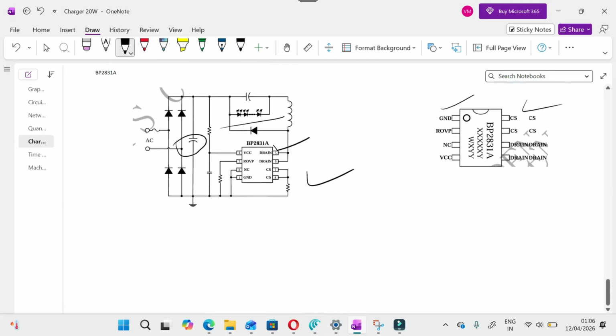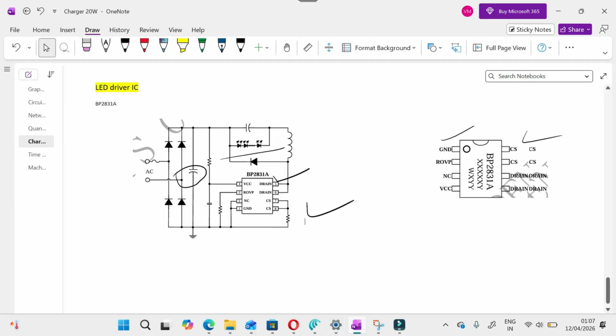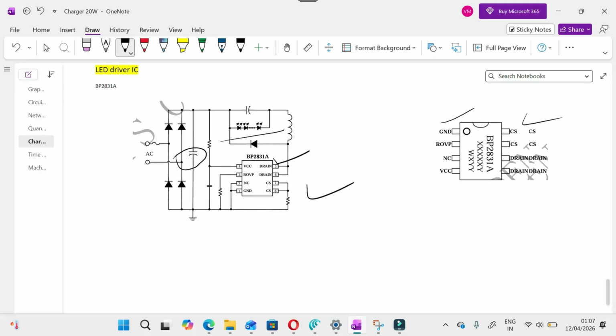So now let us understand how this BP2831A circuit, or this IC, works. First of all, the BP2831A circuit works on the principle of a buck converter. That means the DC voltage which is available for your LED driver circuit will be operated as a buck converter with this IC, and then it is regulated to a fixed voltage to drive your LED bulbs.